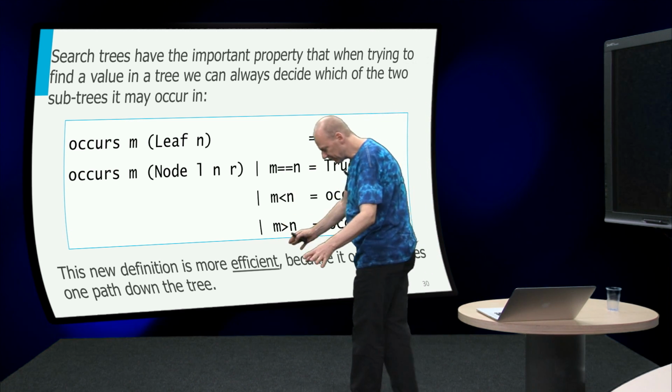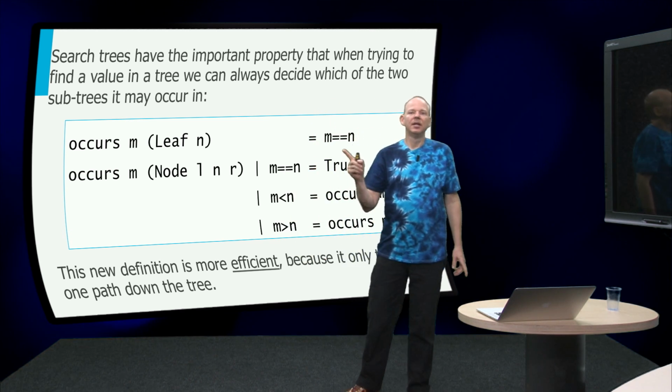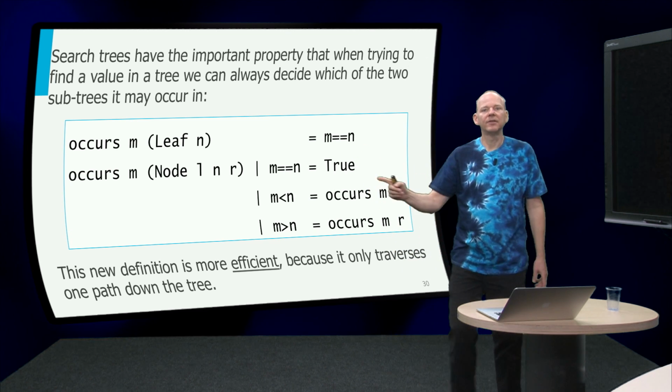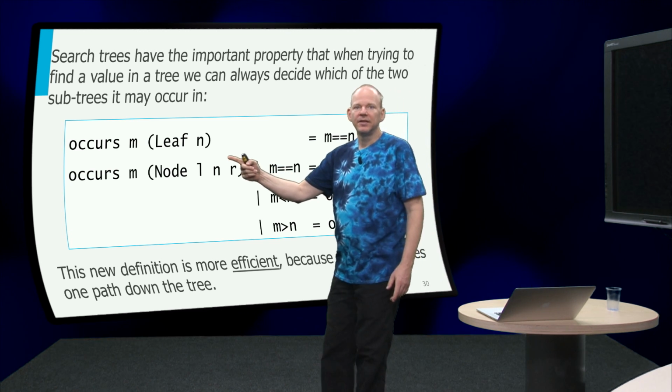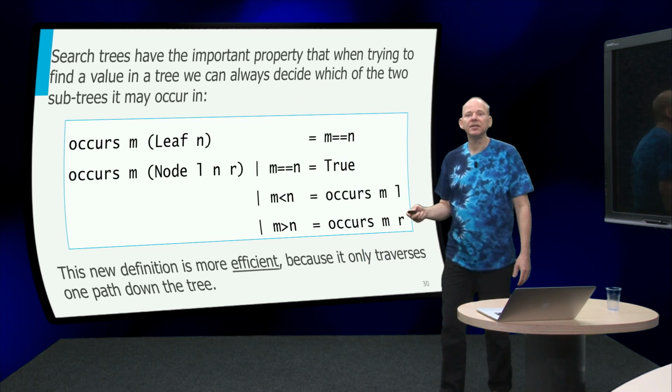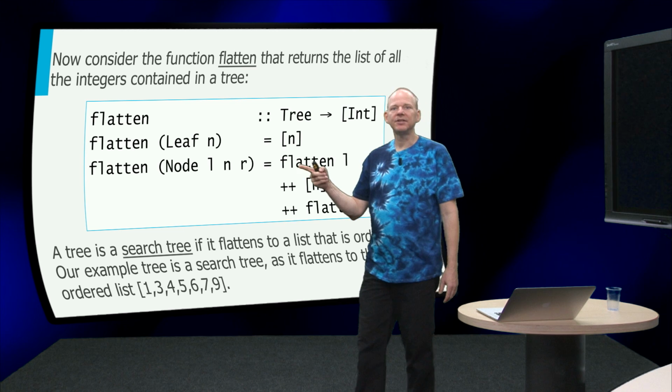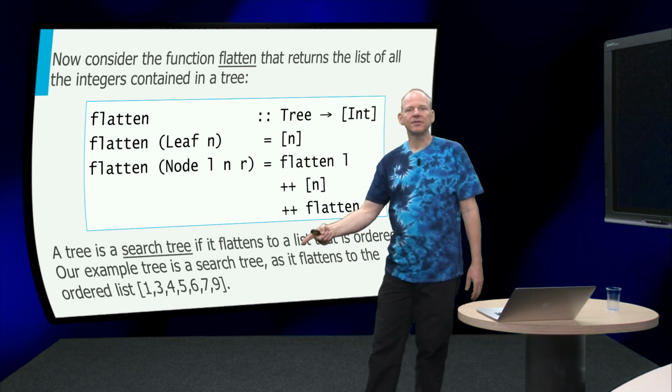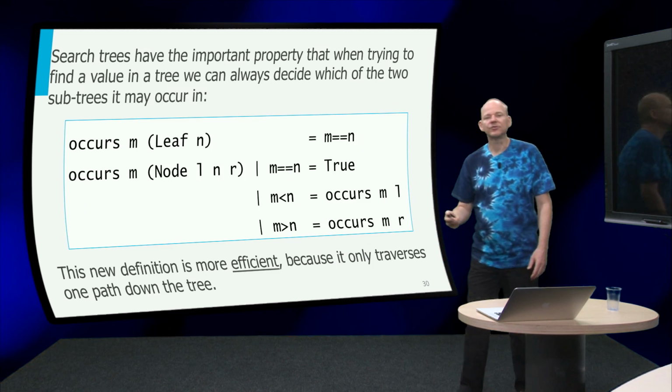So now we don't have to search the whole tree, because we have exploited the fact that the values in the tree are in a certain relation, and we defined that relation by saying when you flatten the tree, the result is a sorted list.